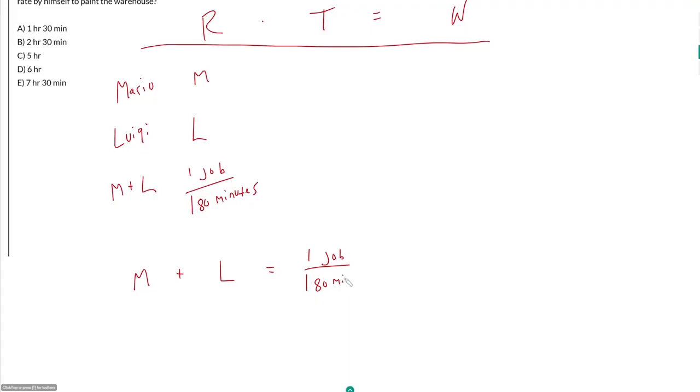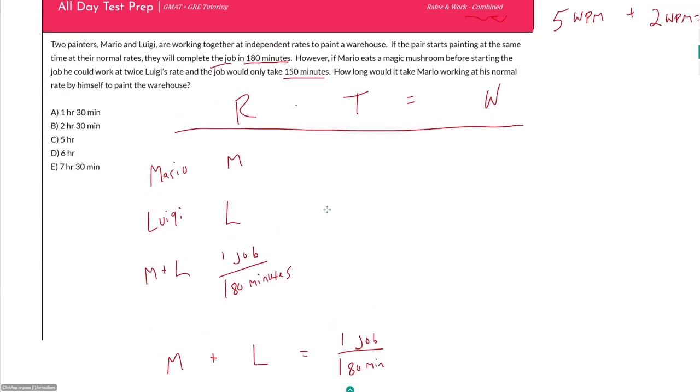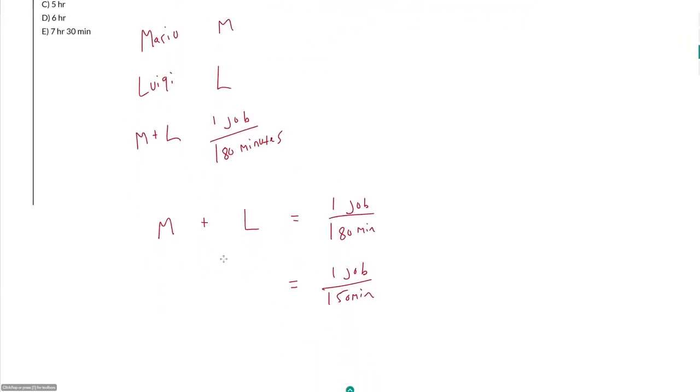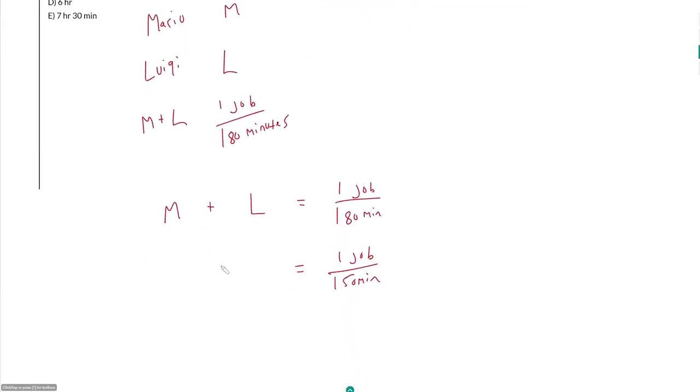Now we have this other combined rate of one job per 150 minutes. But this is when Mario is working at twice Luigi's rate. So really we just have another equation where he's still working at his rate L, but Mario is now equal to 2L. So you don't need to put this information necessarily into the table. You can just make an equation from it based on the first equation.